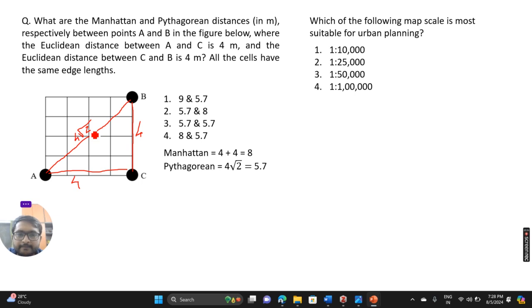1:10,000. Okay, so can anyone tell why 1 is to 10,000 and not the others? More map details. Okay, because we are using it for urban planning, we need cadastral boundaries. For that, the higher the map resolution or the more the details, the better it is for planning. So we will take the one giving more information, which is 1 is to 10,000. So the first option is the correct one.